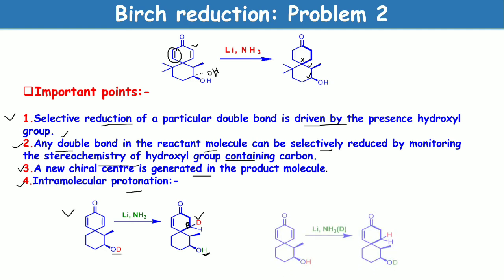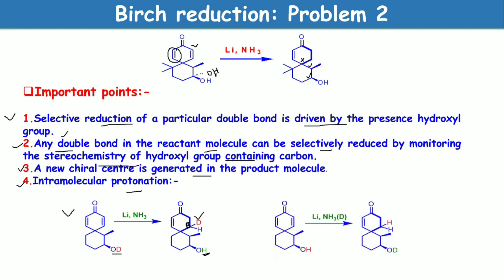And now the second experiment you can do, you can deuteriate the hydrogen of the ammonia molecule. So if the protonation is intermolecular, then the red colored hydrogen from the hydroxyl group will be attached to the beta position in the product, and this deuterium will be coming from the ammonia molecule, right? So this is all about this problem.